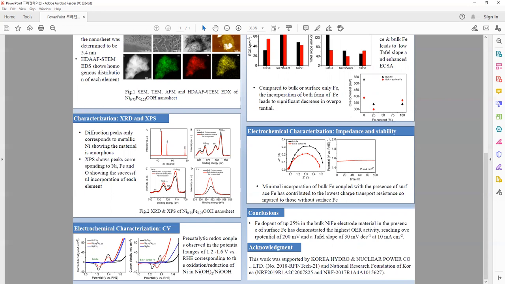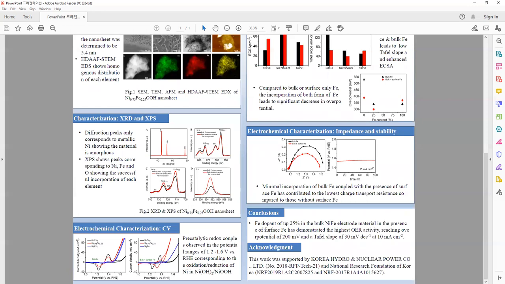The other one is the stability of the material. We tried to run the electrode material for 100 hours. As you can observe from the graph, the material has almost constant activity without deviating from the original. This indicates that the catalyst has good stability.